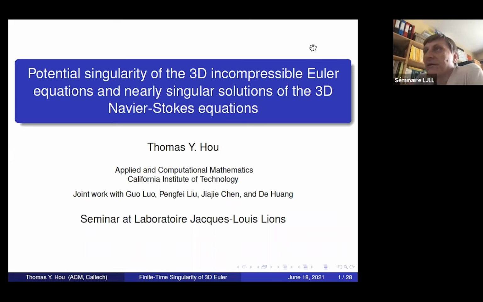Okay, so let's start this seminar from Tom Hou. Tom Hou is from Caltech. He's a very old friend of the laboratoire. He knows many people there. He has visited a lot. And today we'll speak of potential singularity for the 3D incompressible Euler equations. And we'll show a beautiful picture showing how the singularity will develop. So Tom, you can go.